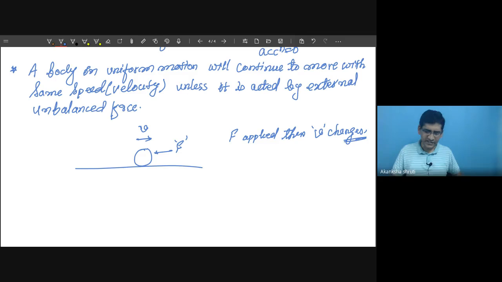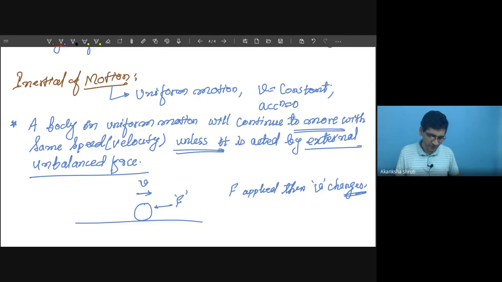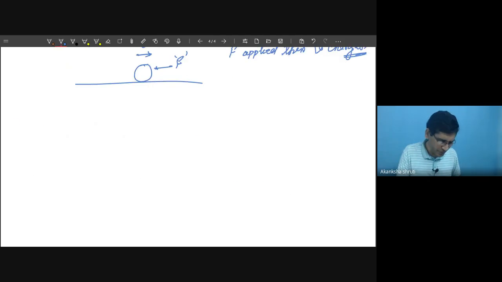It means if the body is in motion, it will try to remain in motion unless or until an external unbalanced force is applied. Again, the force must be unbalanced. If the force is balanced, it will not change the state. What are the applications or observations?